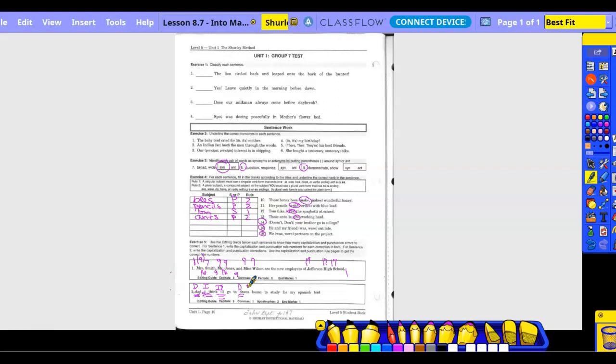How about study for my Spanish? What needs to happen with Spanish? Capitalized Spanish. Test. And what needs to be at the end? Okay. And like I said, the board doesn't really like that. But all right. So you guys, once again, are going to do 8, 9, 14, 15, and 16 for homework.